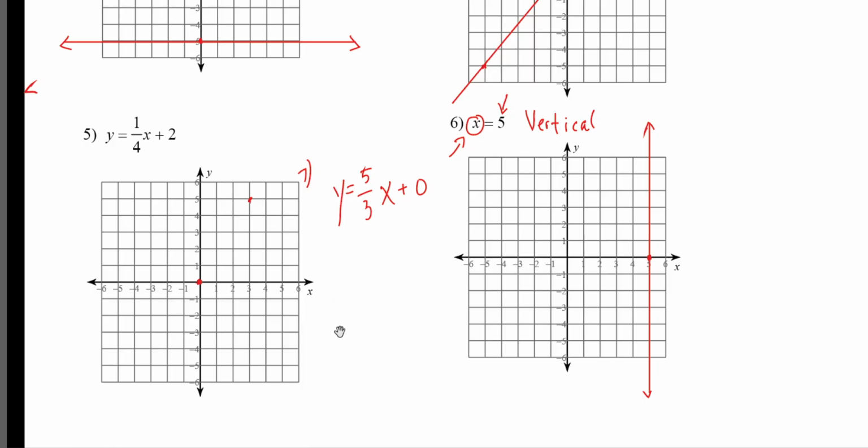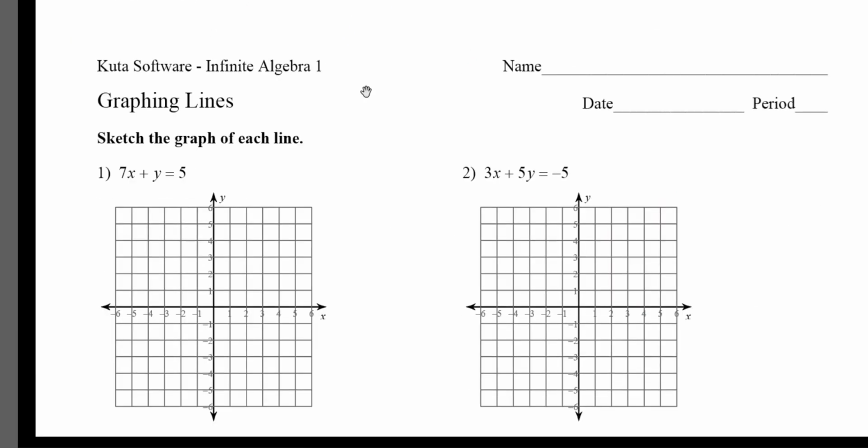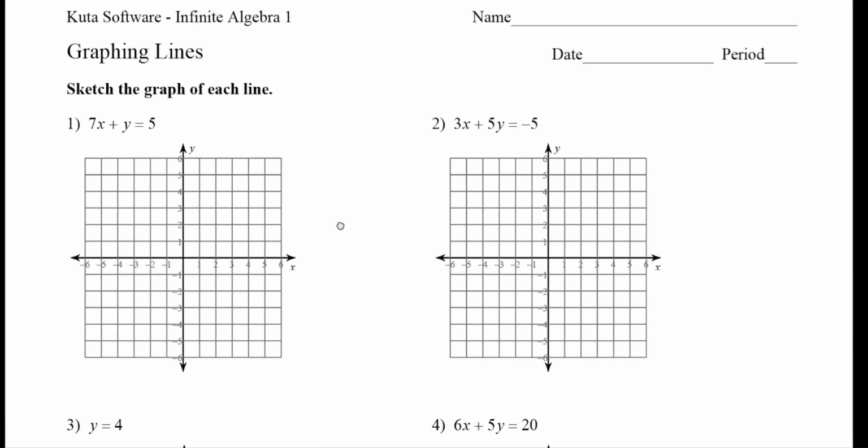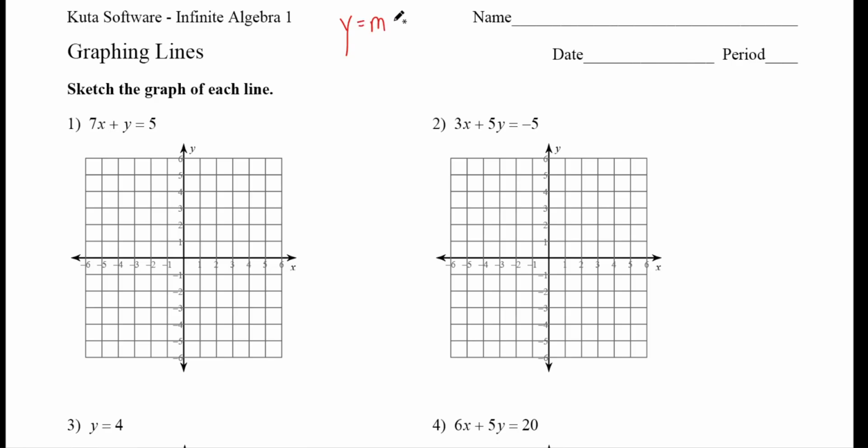All right, let's do the other worksheet. This is a little bit trickier, okay? You're going to end up doing the same thing that you just did with that first worksheet. But this one, look at the difference. It doesn't give it to you y equals mx plus b, does it? So what are you going to have to do? You're going to have to turn this into this.